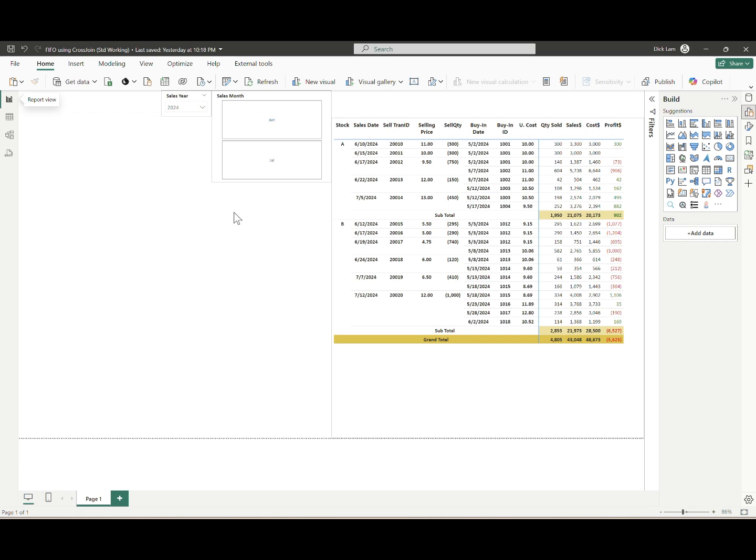So the next step is to work out the inventory balance, depending on the month and year you choose. Well, first of all, here the month. When I do not make a selection on the month slicer, it means that June and July are both selected. Now it does not make any sense to show June and July inventory.